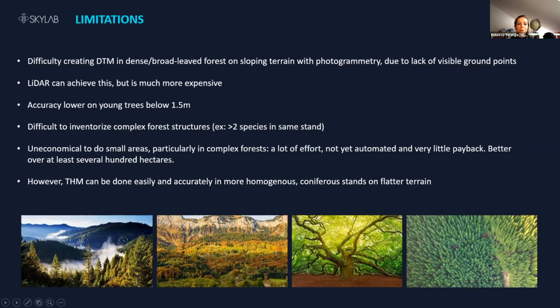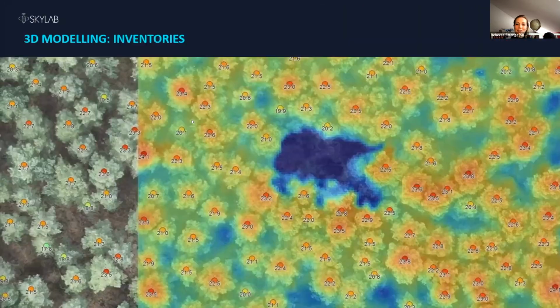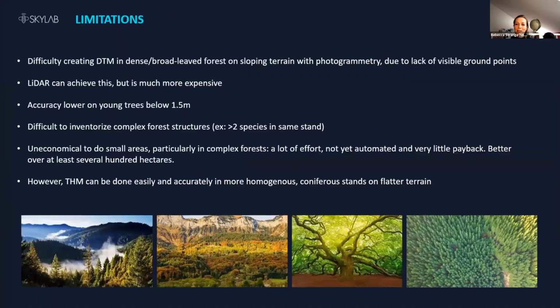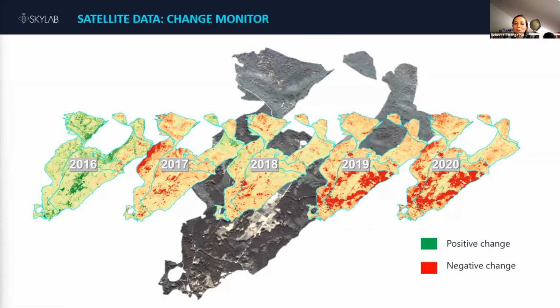Okay, so moving on to the last section of the webinar, which is satellite data collection. So finally, I'm going to talk about monitoring forest change with satellite imagery. And you can clearly see here the change that's happened on an annual basis from 2016 to 2020. Unfortunately, it's a pretty sad example because, of course, you see lots of negative change in the forest, lots of dying areas, but very little positive change.